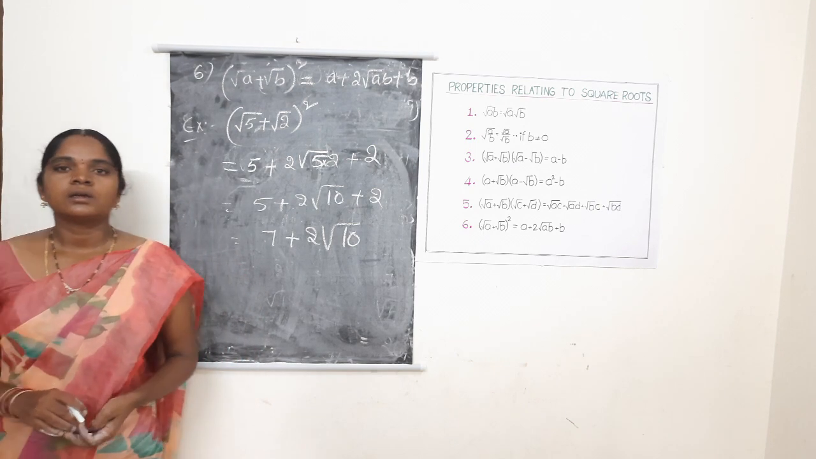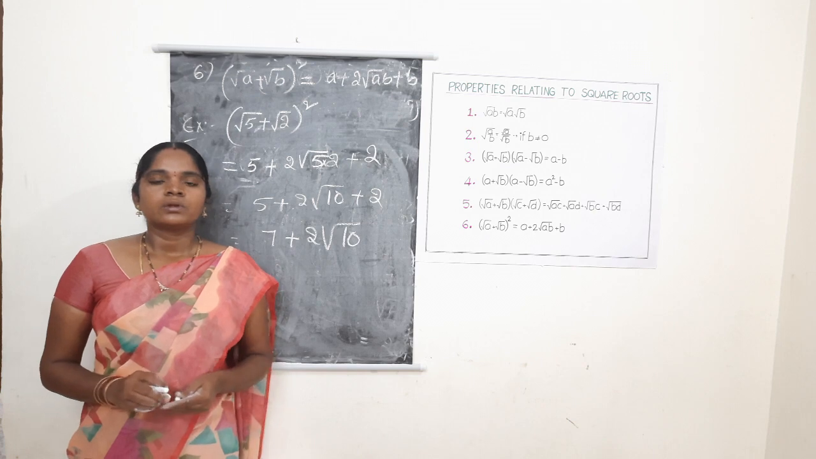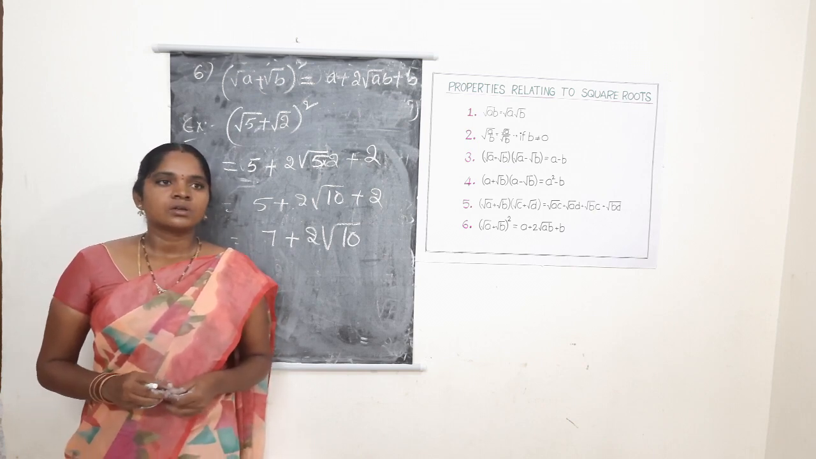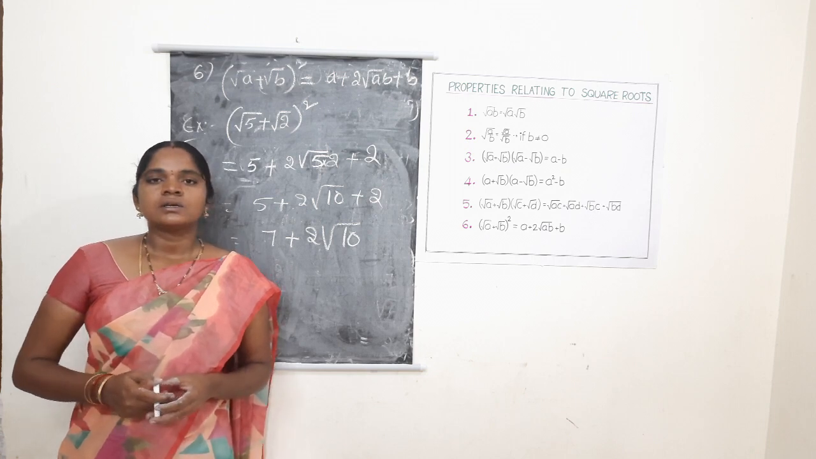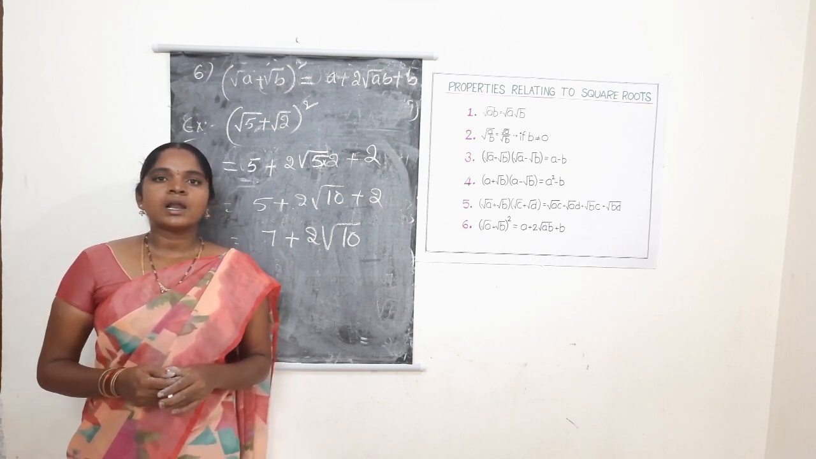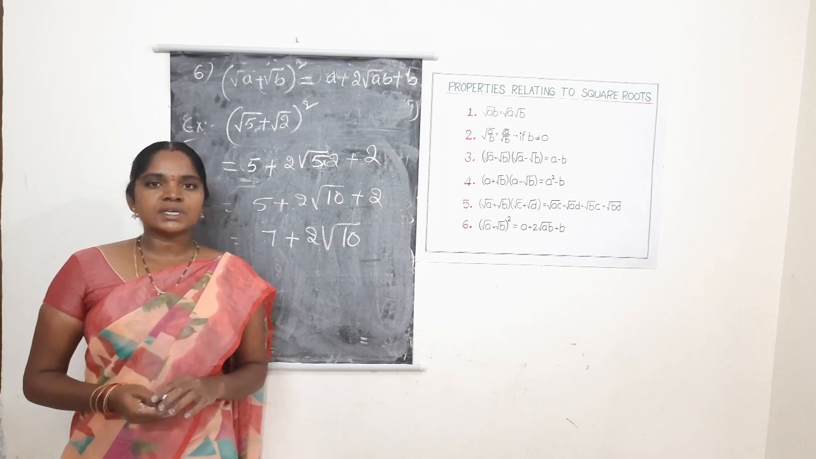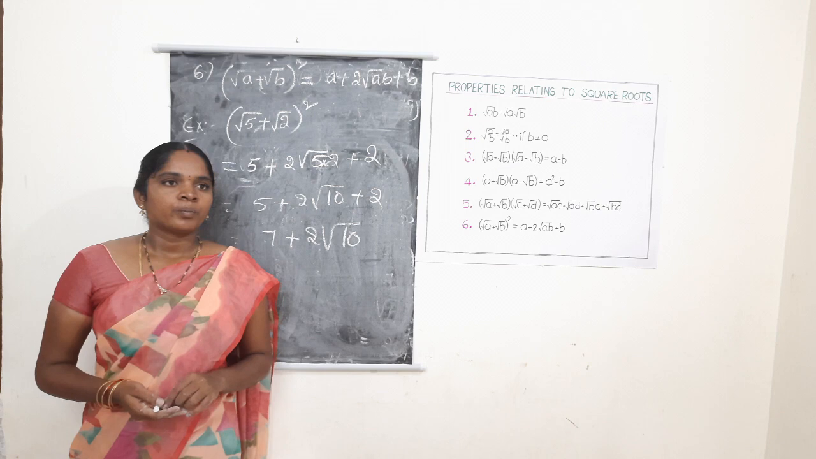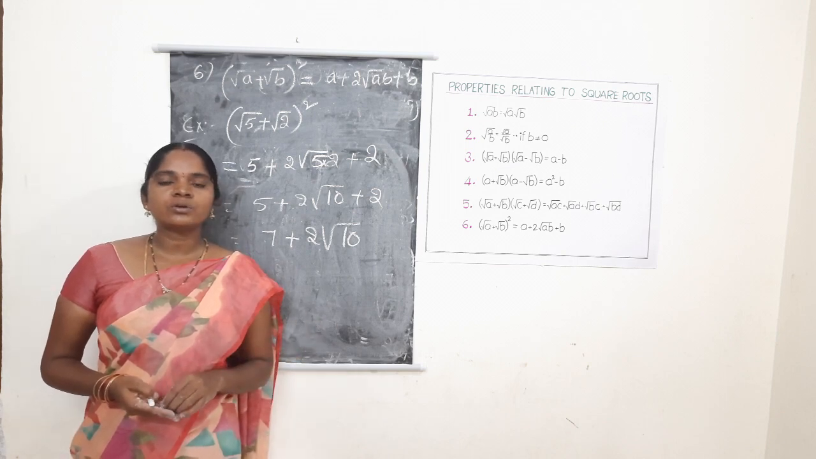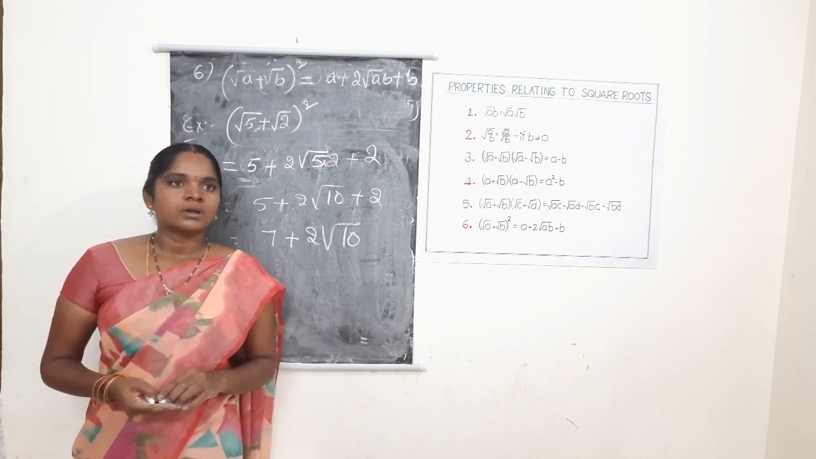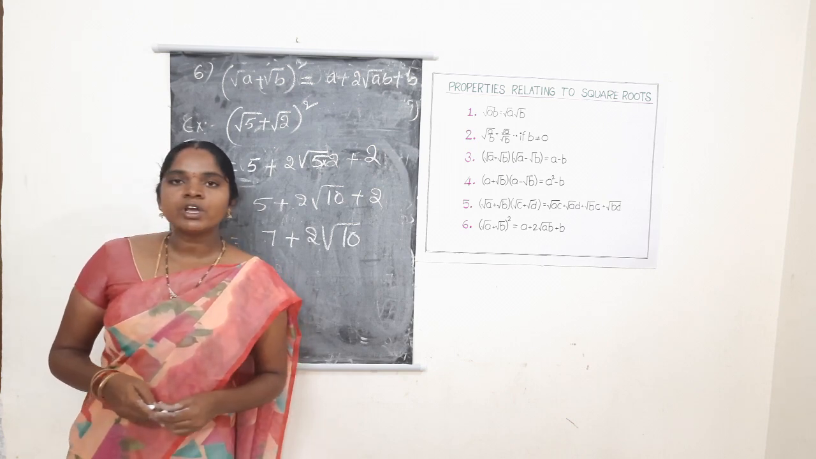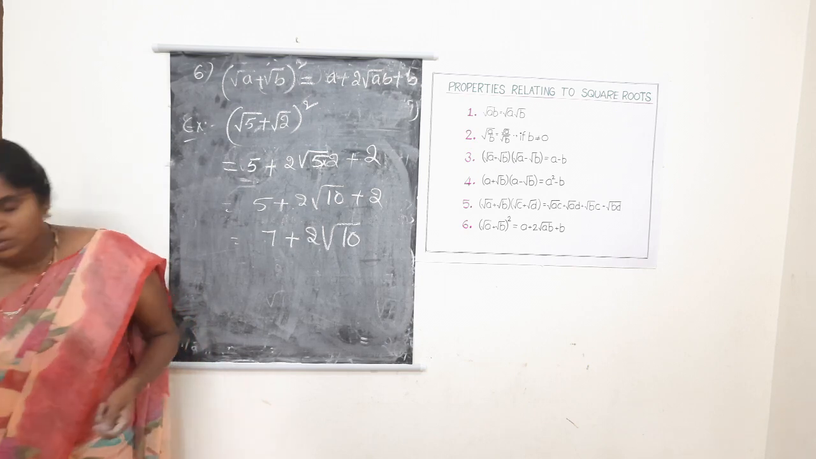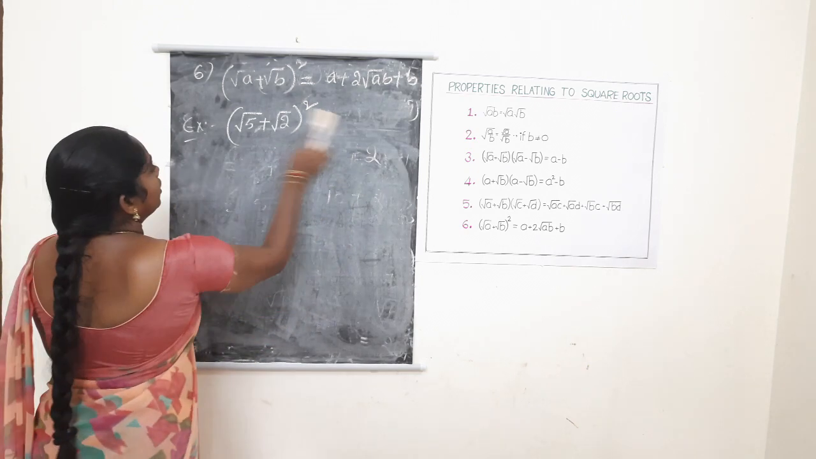Students, till now what we have learned in this class: representing a rational number on the number line through successive magnification, and properties related to square roots. Students, I am giving you some problems to solve yourself. Write down.